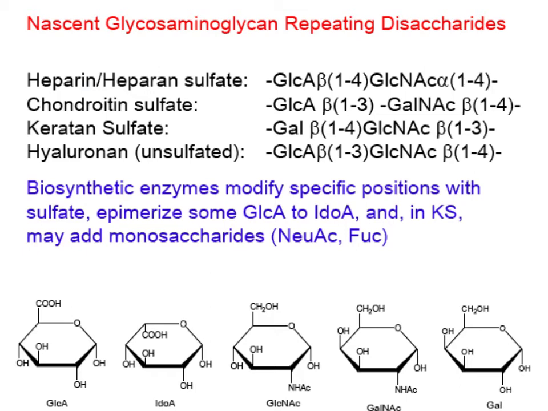There are 4 types of glycosaminoglycan repeating disaccharides: heparan sulfate, shown here, chondroitin sulfate, keratan sulfate, and hyaluronan, which is unsulfated, shown here. Biosynthetic enzymes modify specific positions within the sulfate, epimerize some GlcA to IdoA, and in KS, meaning keratan sulfate, may add monosaccharides, shown here. This is the structure shown below.